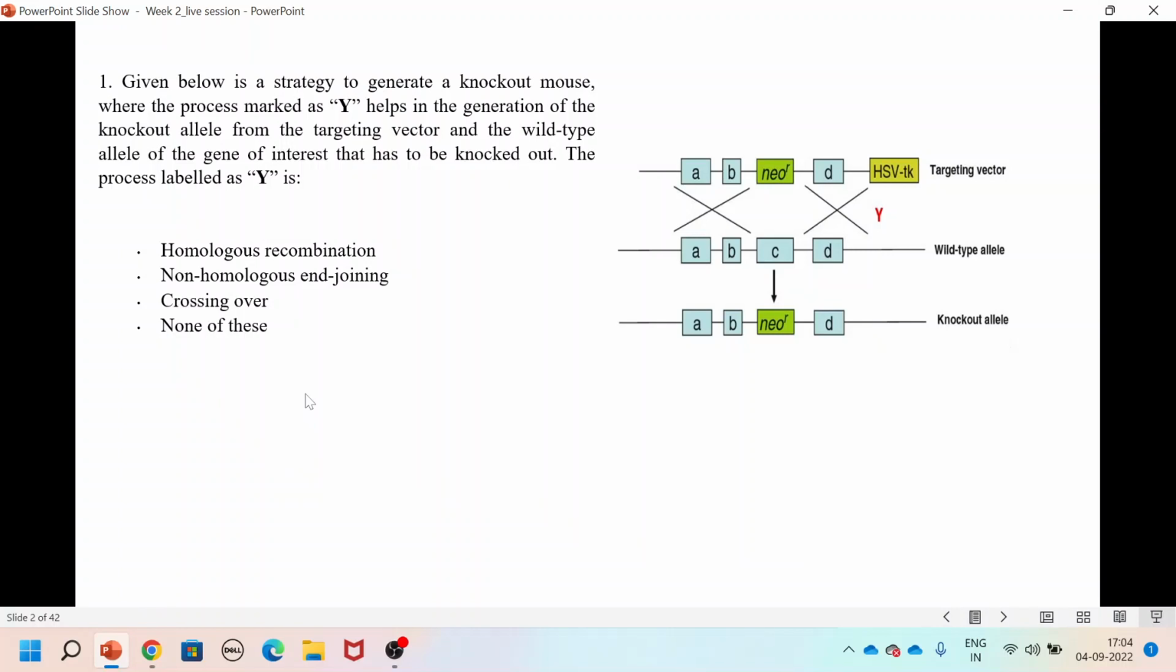The correct answer is homologous recombination. This setup is basically for the knockout of the target gene with the neomycin resistant cassette. In this, what happens is by the process of homologous recombination, the neomycin resistant gene gets incorporated and our gene gets knocked out, leading to the formation of the knockout allele.